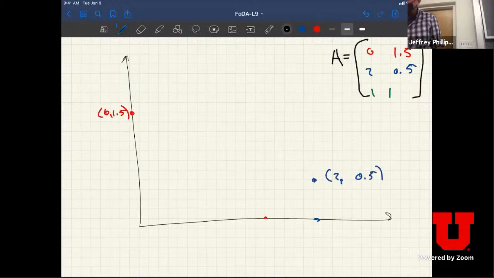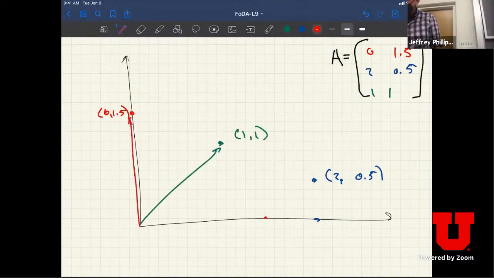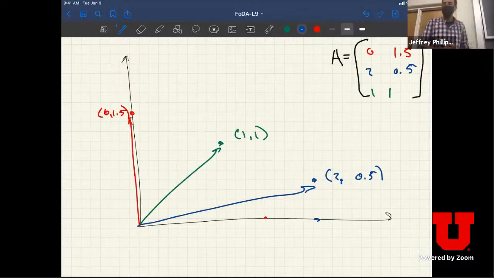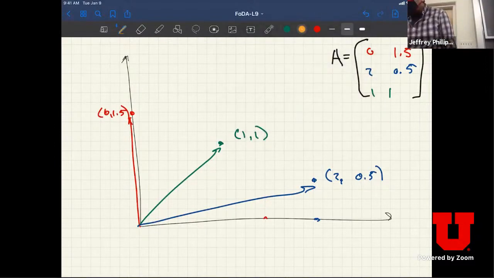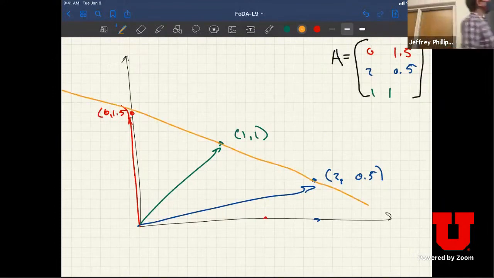And this will be a useful example to think about. And then 1, 1 might be somewhere in here. Okay, and so I can think of these as individual vectors. But what is interesting is the way I've chosen these is so that there's a line which goes through these all. I can draw all 3 of these on a line that goes through these 3 vectors.